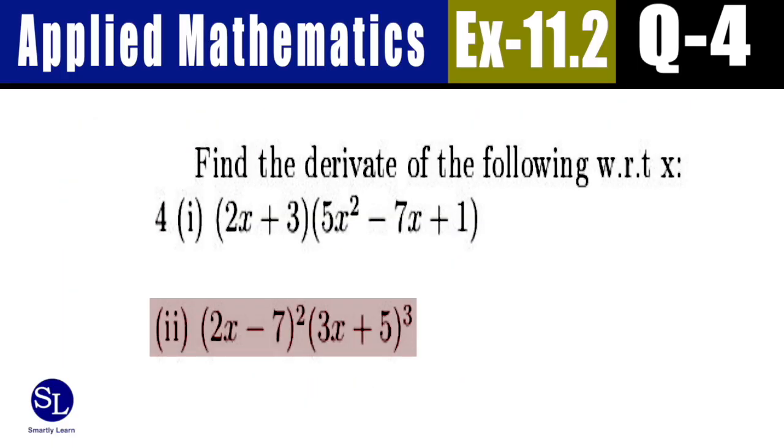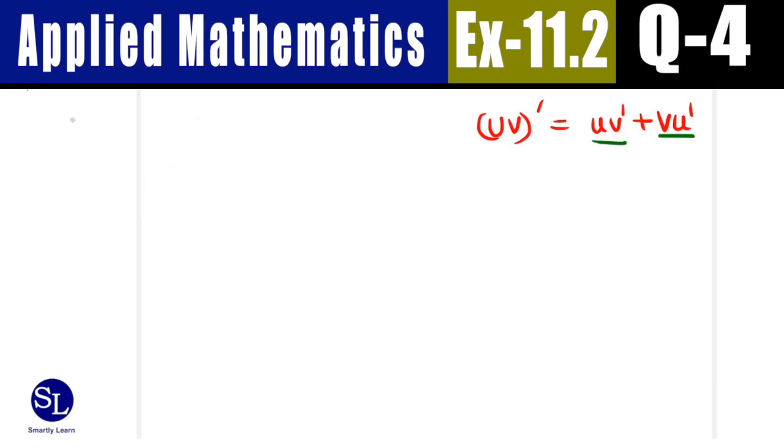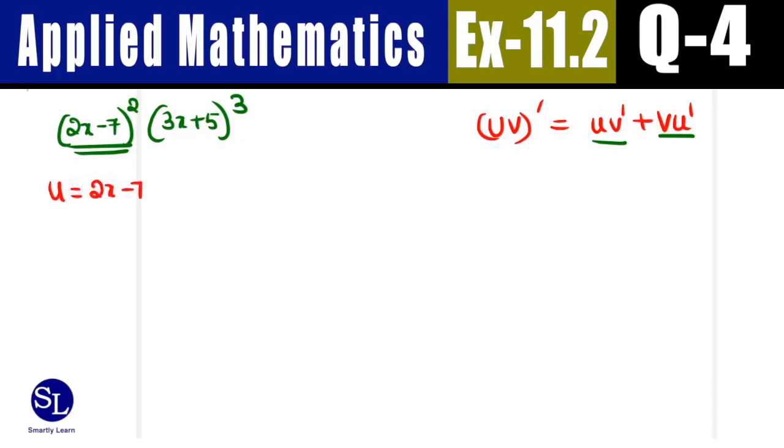Now let's take up the second subdivision in this question. For the second subdivision, the question is (2x − 7)² into (3x + 5)³. So I'm going to define this (2x − 7)² as u. So u is equal to (2x − 7)². Now let's define the v. v is equal to (3x + 5)³.